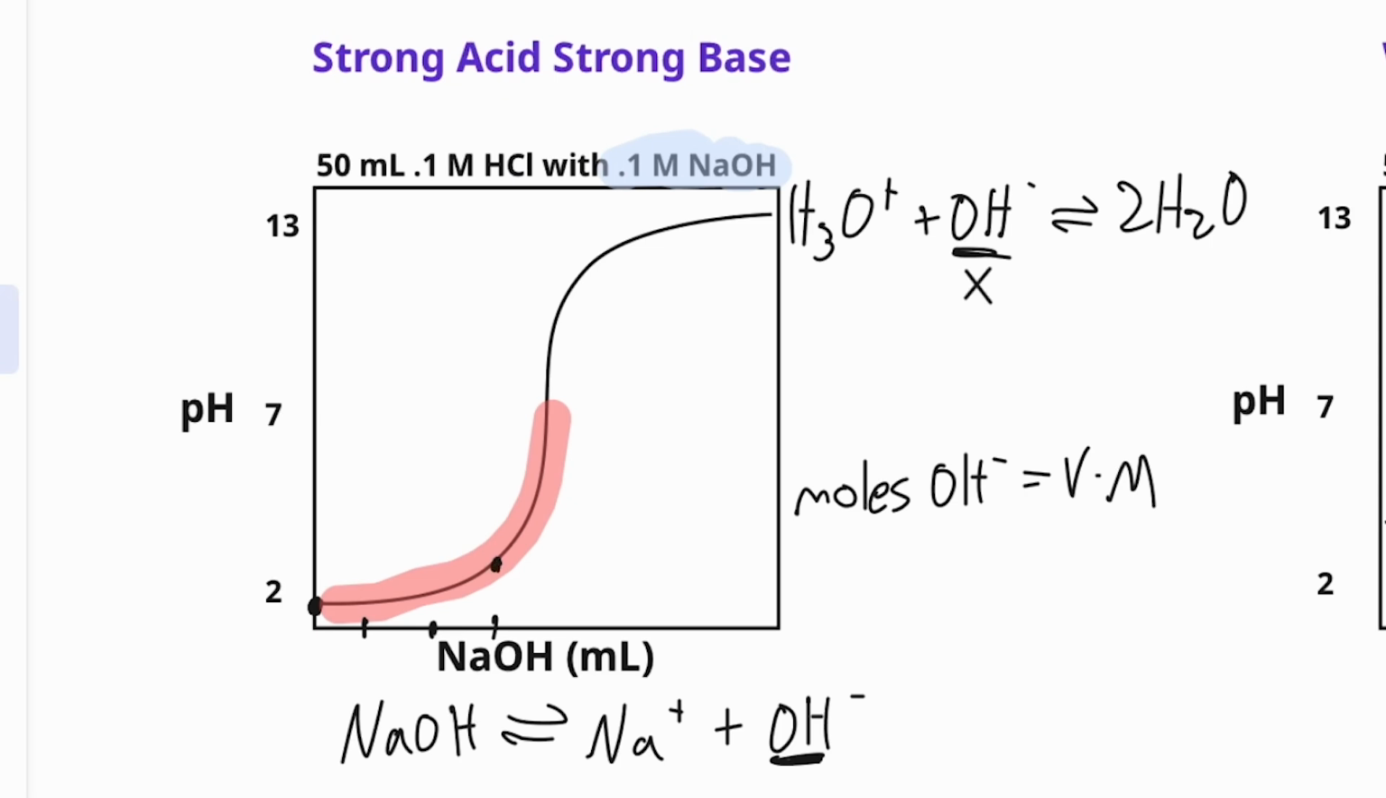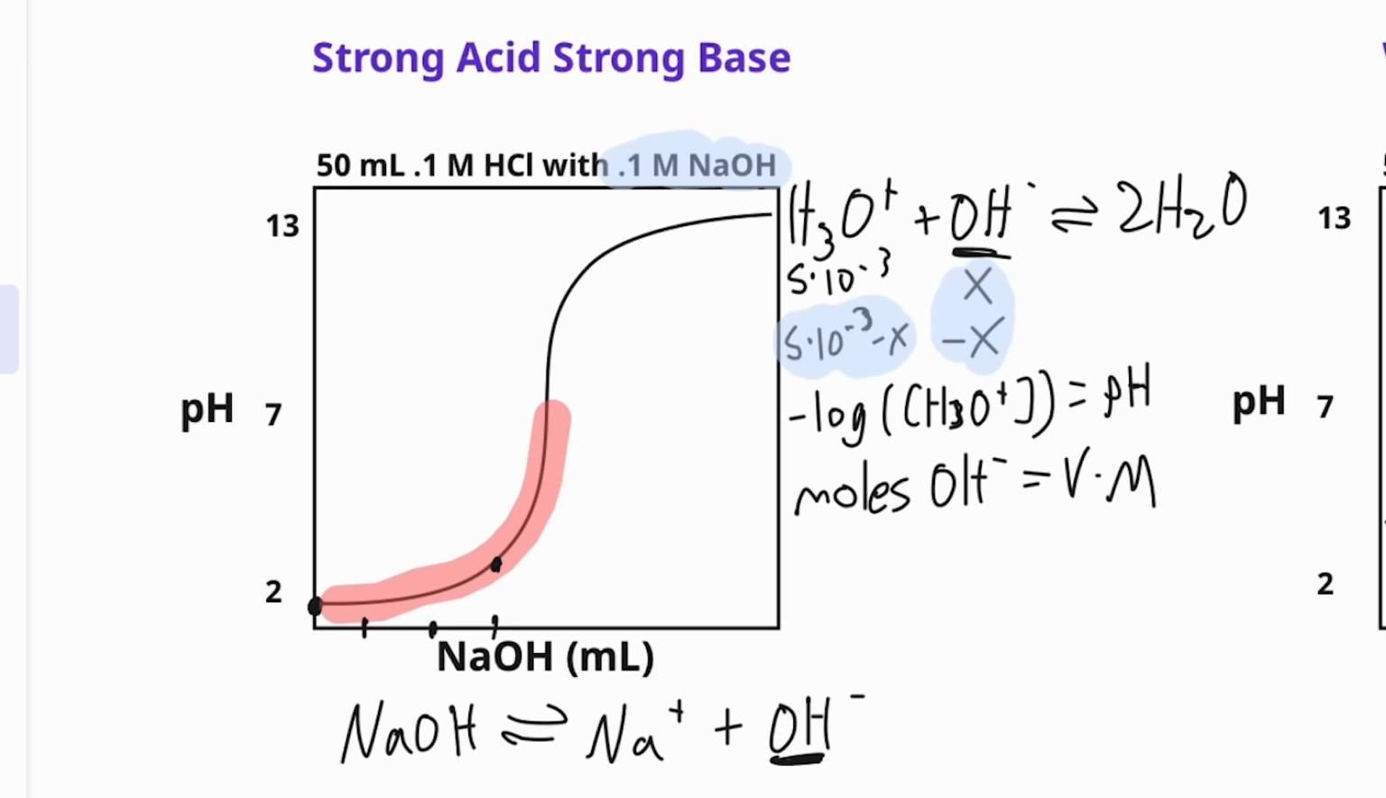Once you find that number of moles, and we'll just say that's X, you know that it's going to completely react with H3O plus ions because it's such a strong base. That means that the amount of H3O plus that we started with, which we calculated before as 5 times 10 to the negative 3, is also going to lose X amount of moles. That leaves us with no more OH minus because all of it disappeared, and then the final H3O plus concentration is just whatever you started with minus the number of moles of OH minus. And then once again, just plug that right into negative log of the H3O plus concentration. Again, this is what you do for any point at that red highlighted portion of the curve.